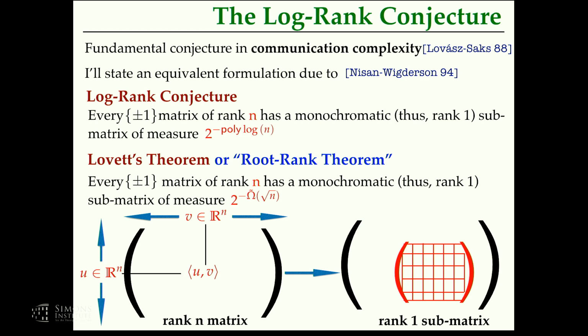I want you to keep this picture in mind because that's what we're going to use in the next slide. A rank small n matrix can be thought of as basically having rows and columns indexed by n dimensional vectors, and the entry is given by the inner products of the vectors indexing rows and columns. Lovett's theorem says that there is some rank 1 submatrix which is a 2 to the minus root n fraction of the big matrix.